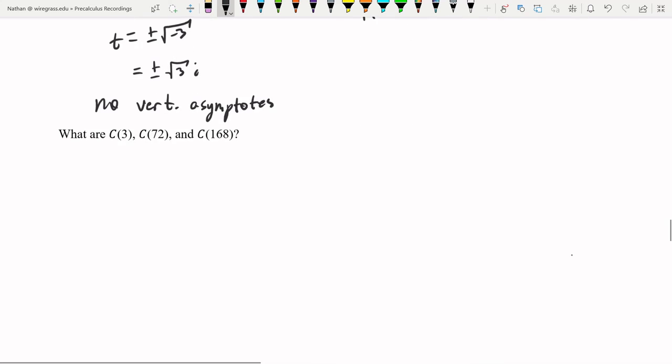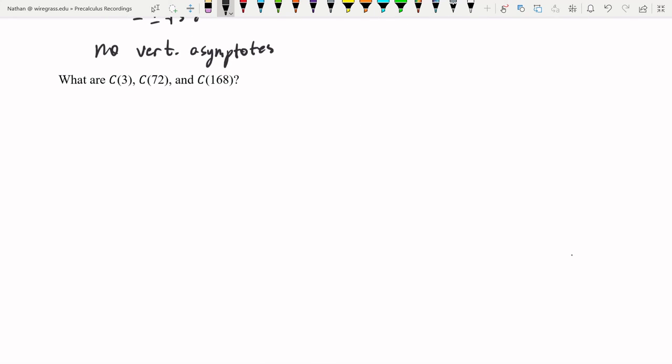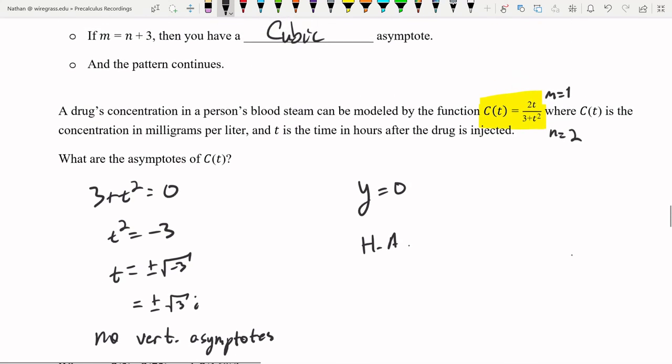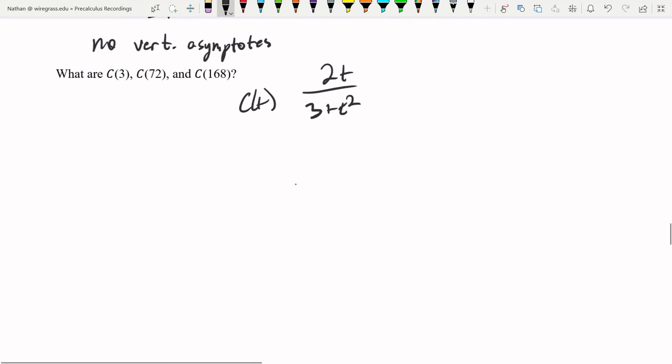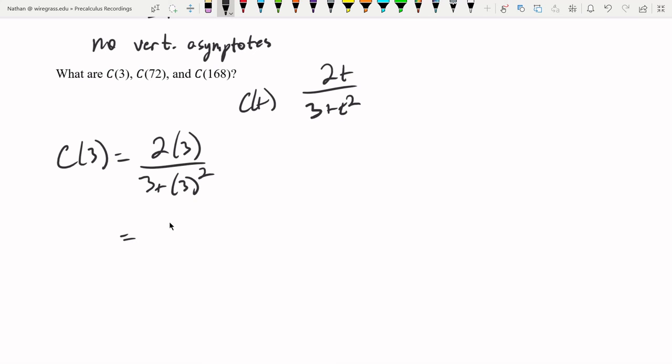So let's go ahead and see what C of 3, C of 72, and C of 168 are. So after 3 hours, 72 hours, and then 168 hours. If you go back to the function, I'll just write it down here: 3 plus t squared. So C of 3 is 2 times 3 over 3 plus 3 squared. 6 over 9 plus 3 is 12. It's going to be 1/2.